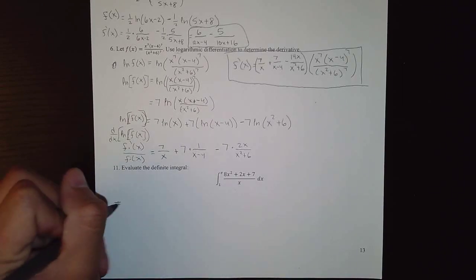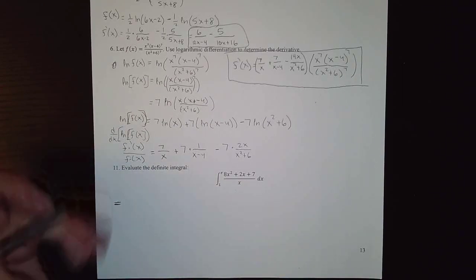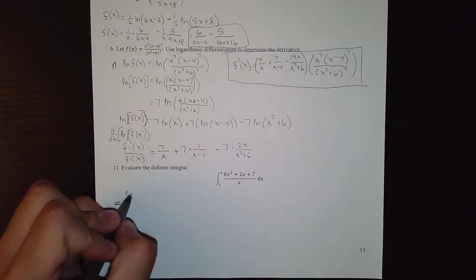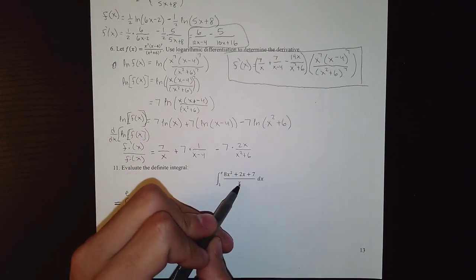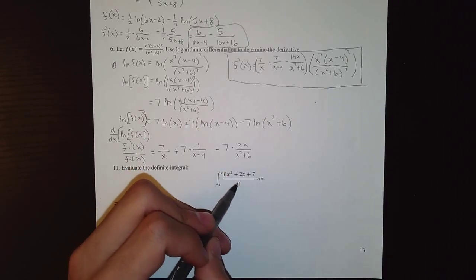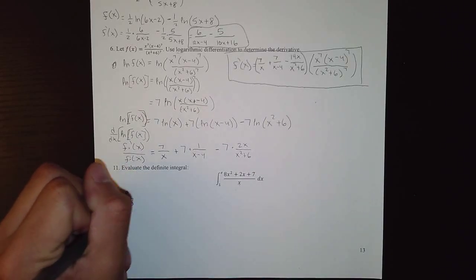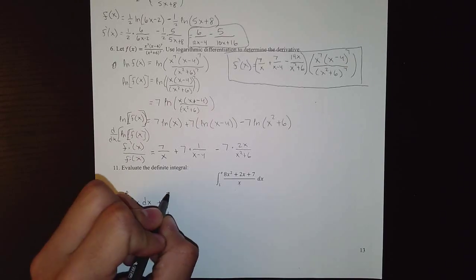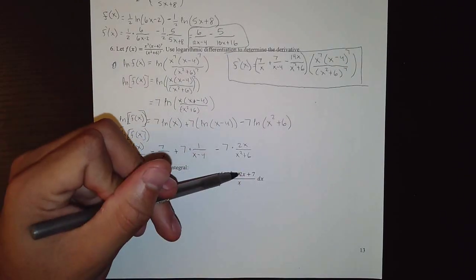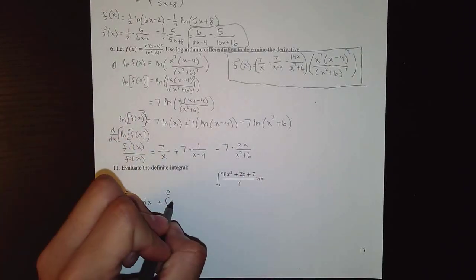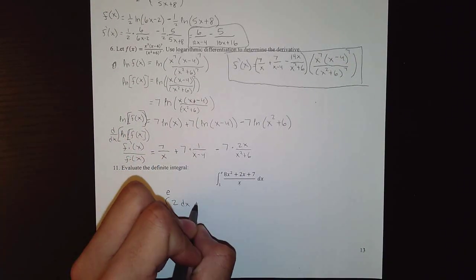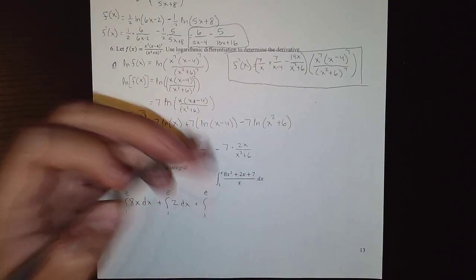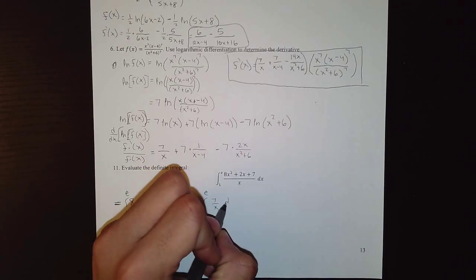a sum of integrals. So the integral from 1 to e of 8x squared divided by x. This would just become 8x dx, and then I'm adding to the integral 1 to e of 2x divided by x is just 2. And then I'm adding to the integral 1 to e of 7 divided by x is just 7 divided by x dx.